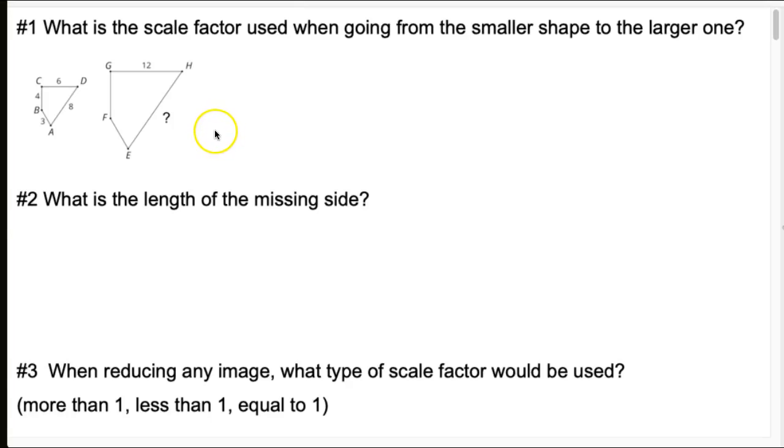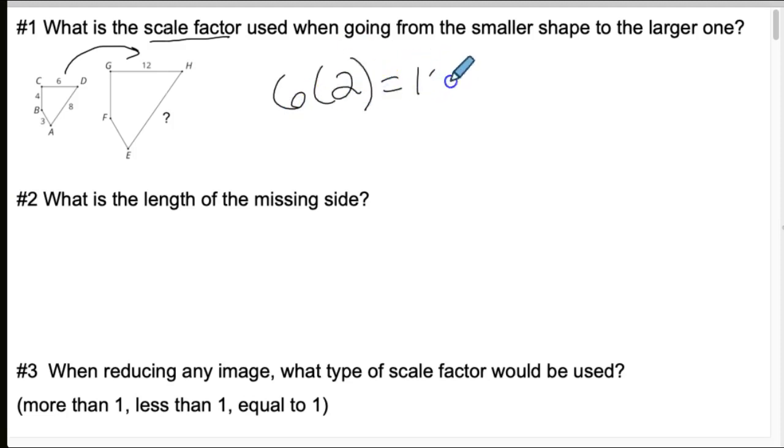Semester Exam 1 Review. Number 1. What is a scale factor used when going from the smaller shape to the larger one? That means what am I multiplying by? That's a scale factor. What am I multiplying the smaller shape numbers by to get the larger shape numbers? 6 times something equals 12. So 6 times 2 equals 12. That means our scale factor for this shape is 2. That is what we would multiply each of these by to get the other missing pieces.